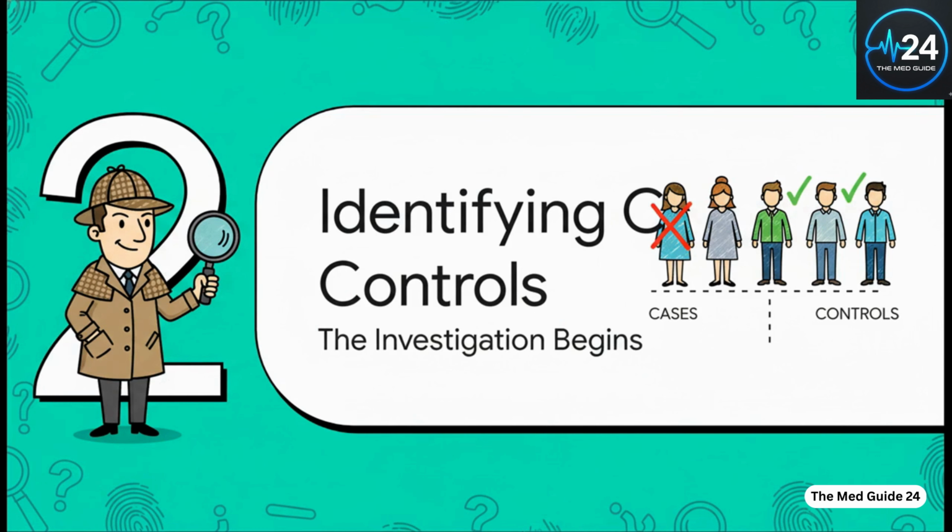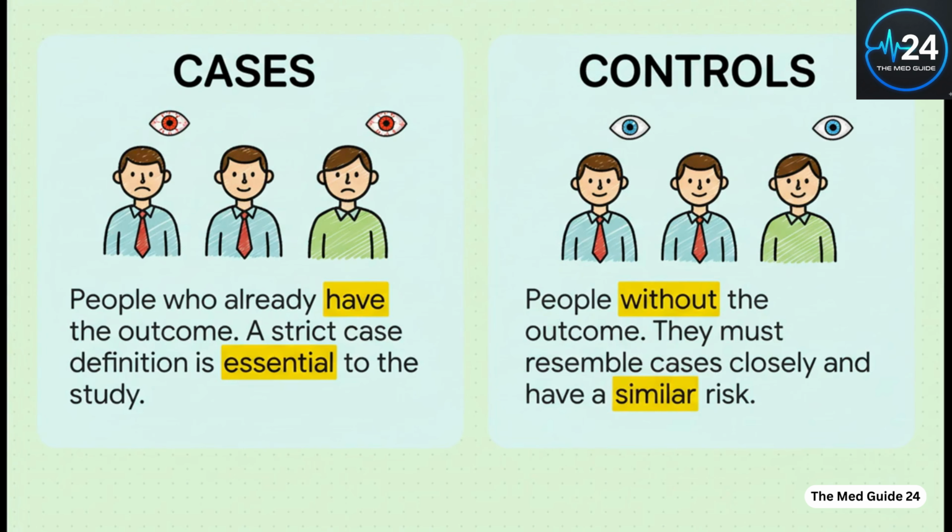And the very first step in any investigation is to identify the people involved. In our world, that means we need to clearly define our two crucial groups, the cases and the controls. Now, the absolute key to a good study is being precise. Our cases are pretty straightforward. They're the patients who got the eye infection. But you have to be super specific. When did they get it? Did it have to be confirmed by a lab test?